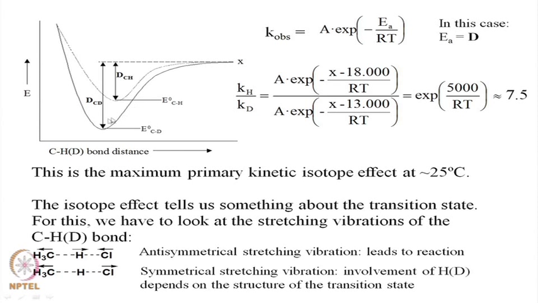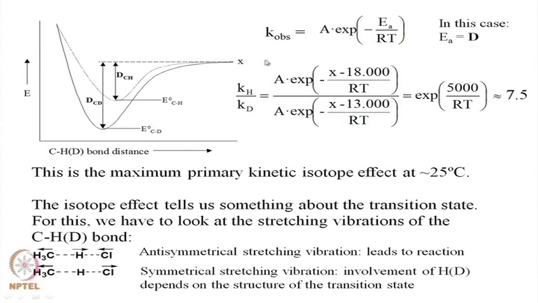That is, if you can excite your ensemble of molecules from here to here, then the CD or CH bonds will be ruptured, because this corresponds to free C and free hydrogen, that is, rupture of this bond. This is called the dissociation energy for CH, and this is the dissociation energy for CD. And you see that it is not exactly at the bottom of the potential energy surface, it is a little above. This is because of the Heisenberg uncertainty principle.